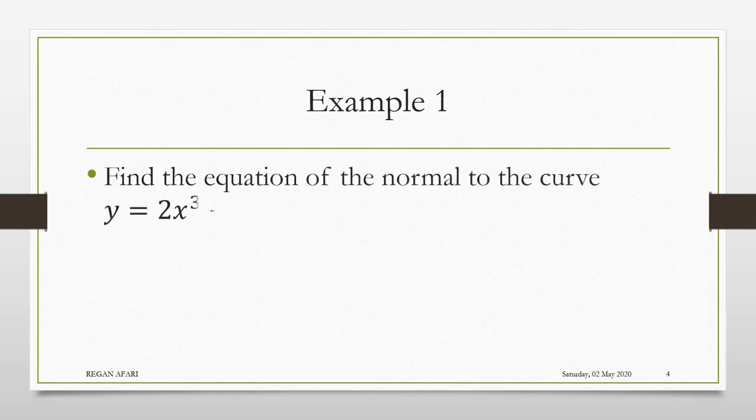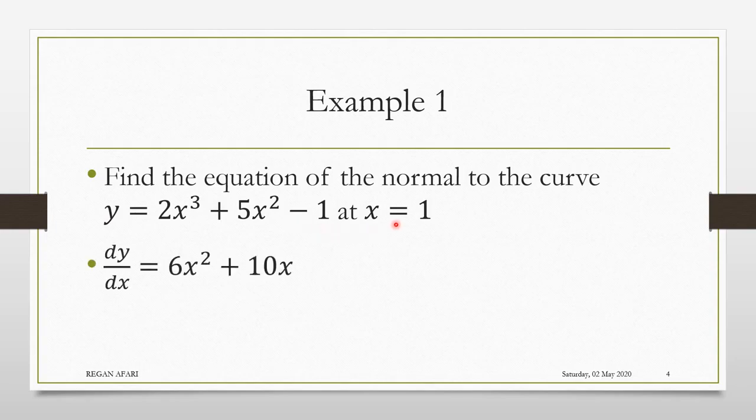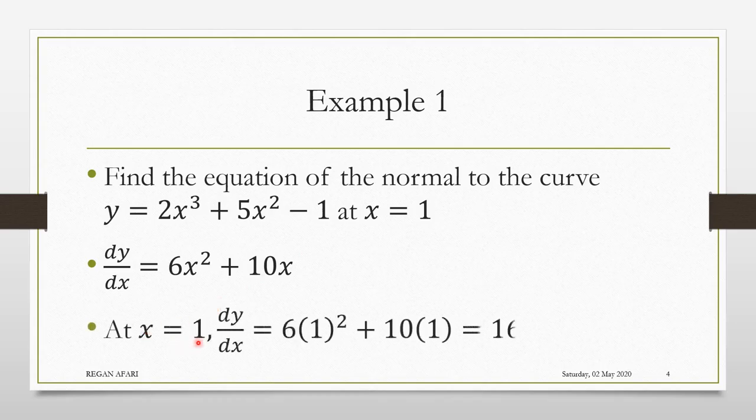Find the equation of the normal to the curve at this point. The first thing we want to do is to differentiate this curve, and that will give us x squared plus 10x. This is the gradient function, but from the gradient function we can find the gradient at x equals 1. So at x equals 1, dy dx is 16. Now we know that dy dx equals 16.